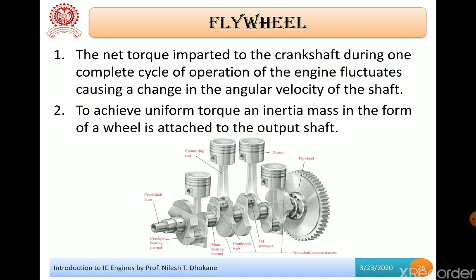The next important part of the IC engine is the flywheel. In this diagram, again you can see a four cylinder engine with four pistons. These are connected to the crankshaft, and at one end of the crankshaft a flywheel is connected. The net torque imparted to the crankshaft during one complete cycle of operation of the engine fluctuates, causing a change in the angular velocity of the shaft. Now, to achieve uniform torque, an inertia mass in the form of a wheel is attached to the output shaft.